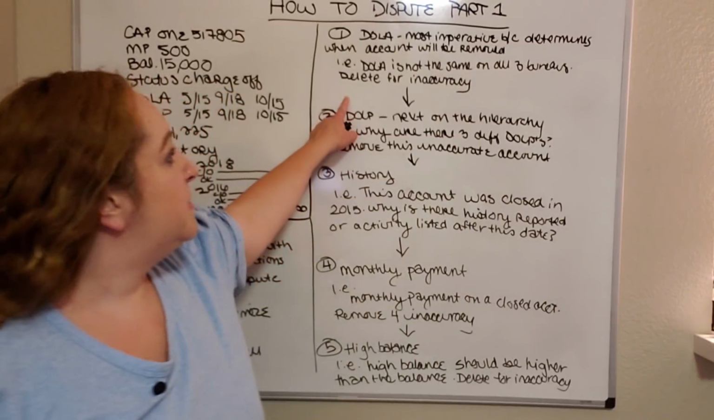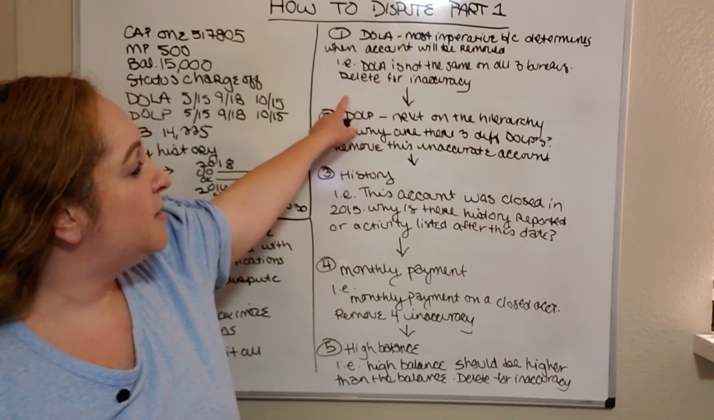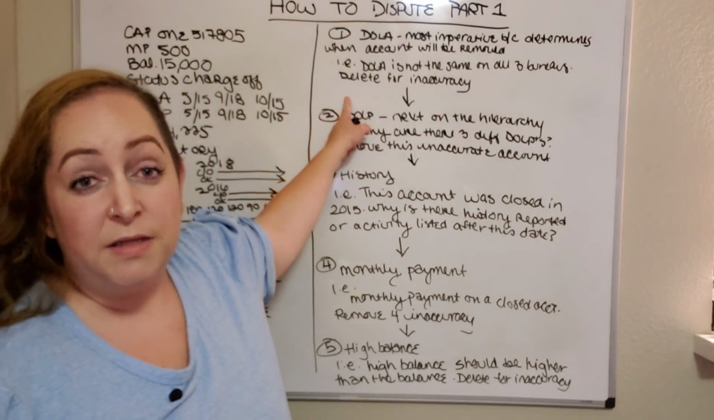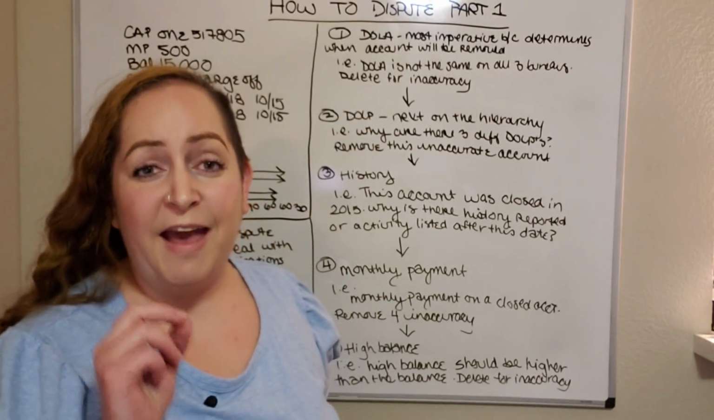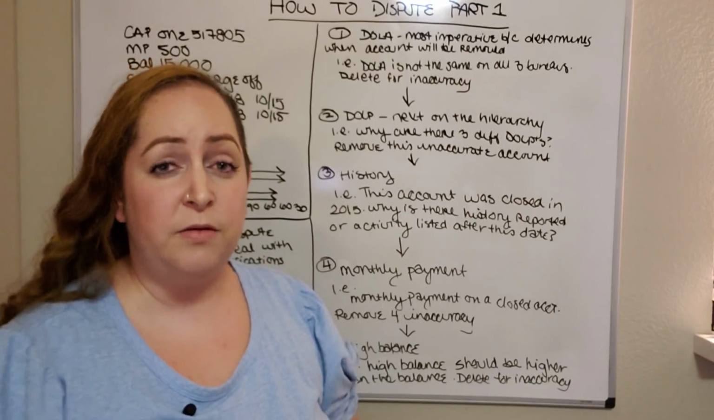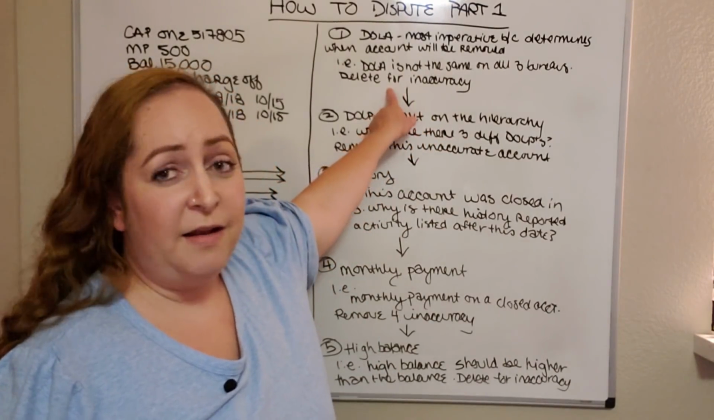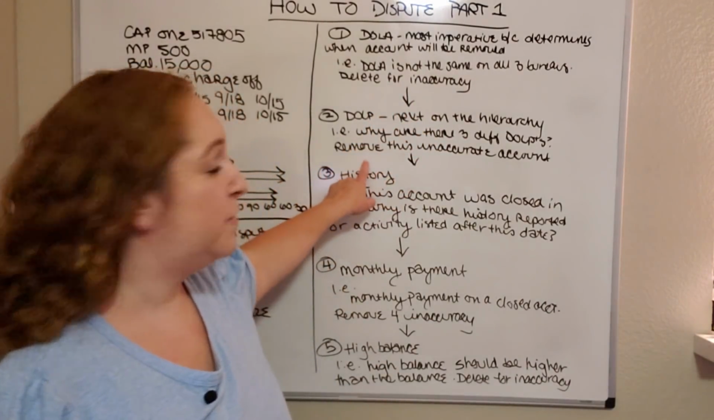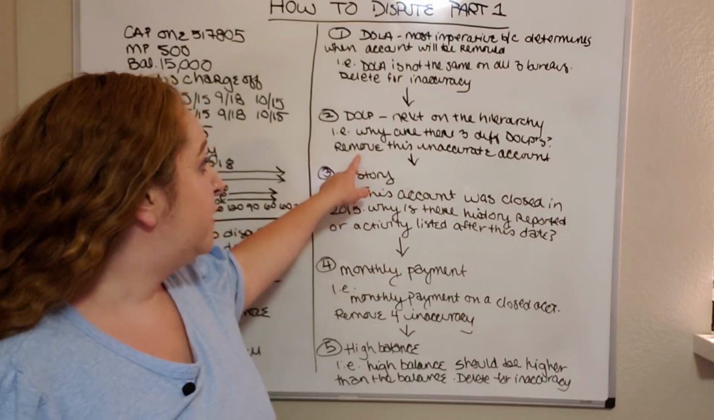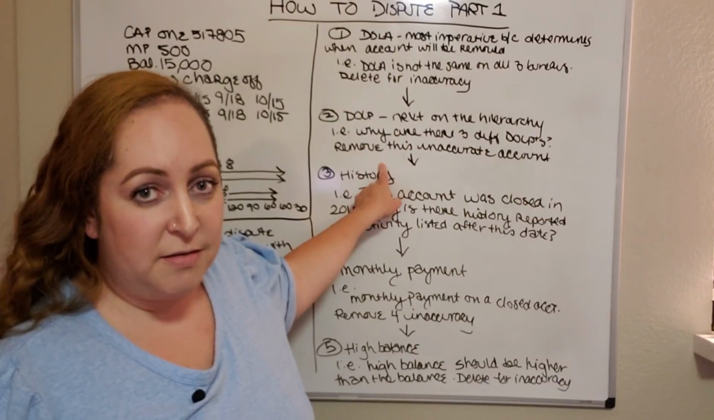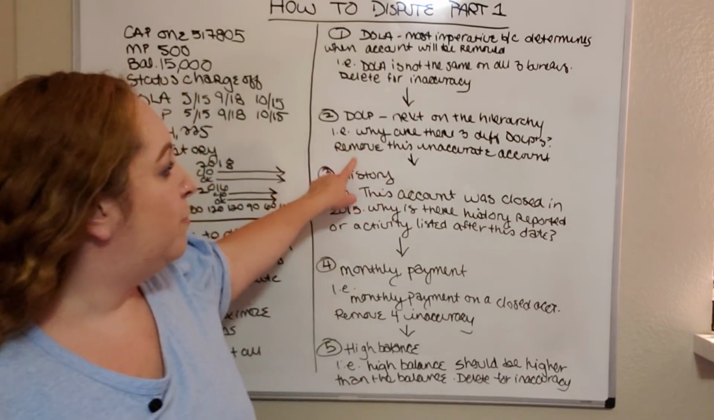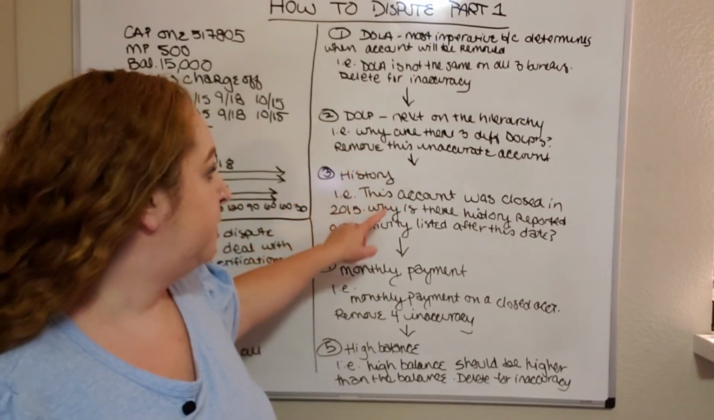So for the date of last activity, you can say date of last activity is not the same on all 3 bureaus. Delete this account. Because remember, we want it to be simple. We want to give the action, the justifier, and the reason, right? You have all of that in this dispute reason. The next one, date of last payment, would be very similar. Why are there 3 different DOLAs? Remove this account for inaccuracy.